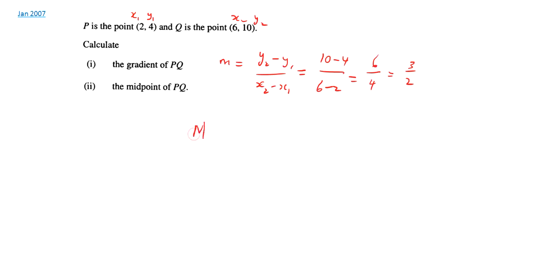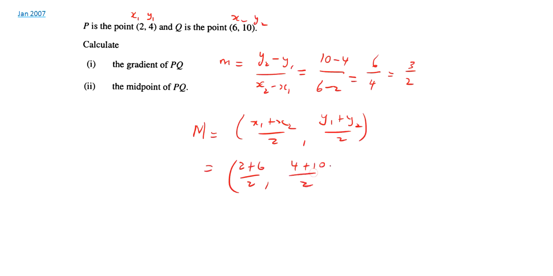And the midpoint, big M, is equal to x1 plus x2 over 2, y1 plus y2 over 2, which is 2 plus 6 over 2, 4 plus 10 over 2, which is equal to 8 over 2, 14 over 2, which is (4, 7). Okay.